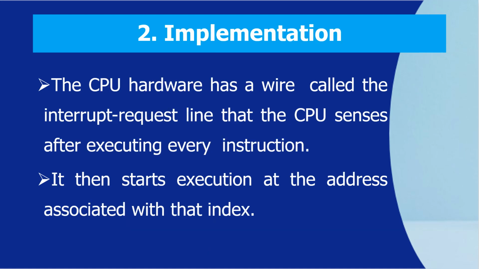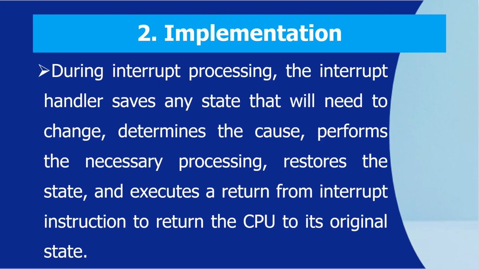Implementation. The basic interrupt mechanism works as follows. The CPU hardware has a wire called the interrupt request line that the CPU senses after executing every instruction. It then starts execution at the address associated with that index. The interrupt handler saves any state it will change and determines the cause. It performs the necessary processing, restores the state, and executes the return-from-interrupt instruction to return the CPU to its original state.